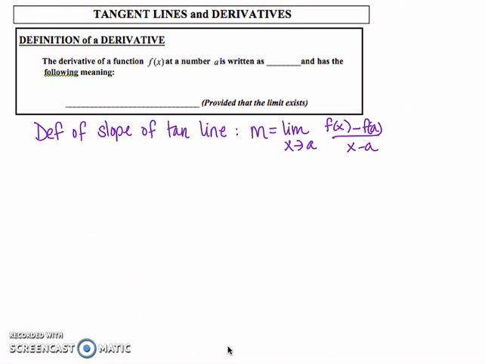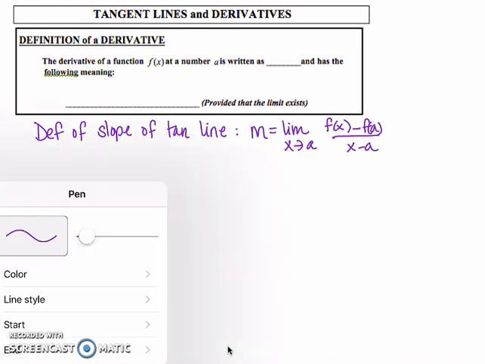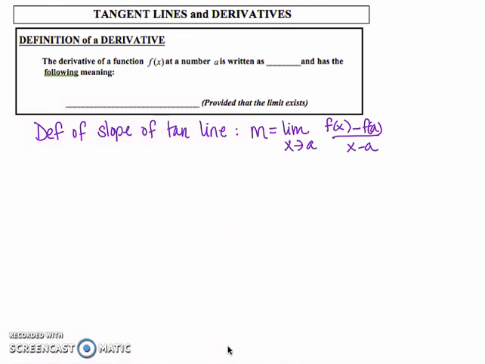So we're just going to do a simple substitution. We are going to say, if we let h represent x minus a, okay? And then if we solved for x, x would be equal to h plus a, right? Just by adding a to both sides, okay?